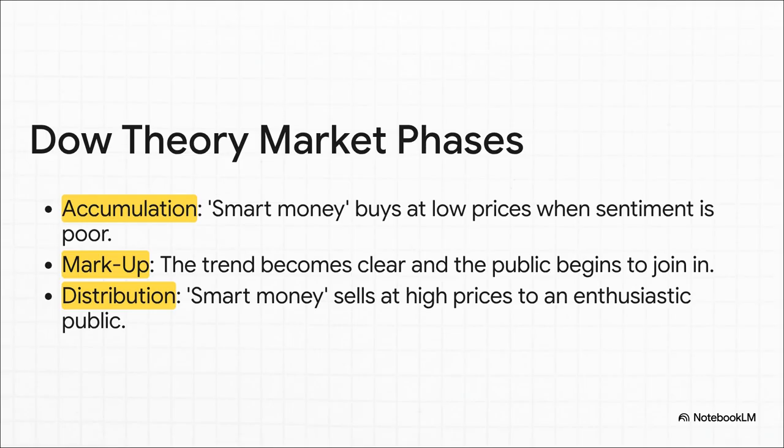It starts with accumulation. This is when all the news is terrible, nobody wants to own stocks, and sentiment is in the gutter. This is where the informed investors, the smart money, quietly start buying. Then comes the markup phase. Things are looking better, the trend is now obvious, and the general public starts to get excited and jump on board. And finally, you get distribution.